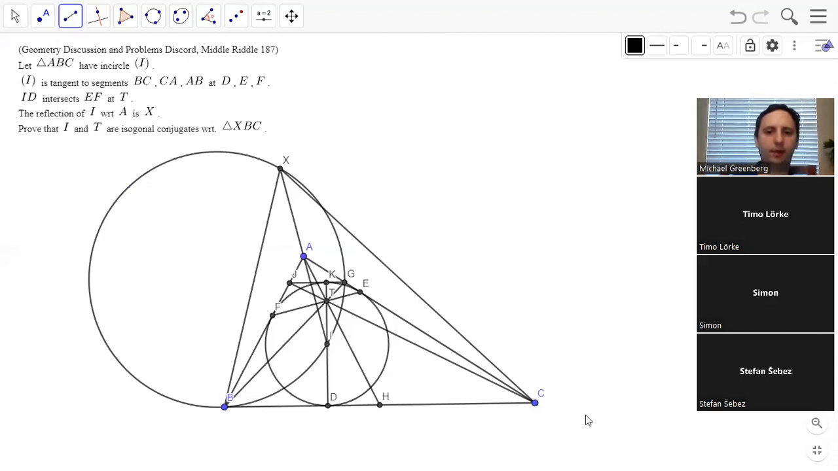So that gives us a lot of information. So we know angle IBC is half of angle ABC. So we want to show angle TBX is half of angle ABC. Yeah, so it's basically equivalent to saying show that angle TBX equals angle IBC. So we could just write that as a statement of the problem for people that don't know isogonal conjugates. So we want to show TBX equals IBC.